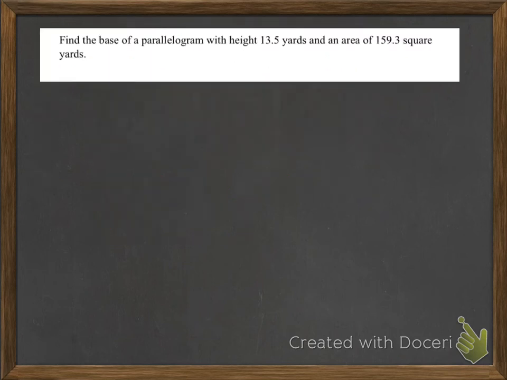All right, so now you can see it says find the base of a parallelogram with a height of 13.5 yards and an area of 159.3 square yards. So now you want to, again, I know at the beginning of the video I said the same thing, but there's only a special formula for finding the height of a trapezoid. So for all of these other ones, you're going to use the basic formula. So let's go ahead and start that now. Area equals base times height. So that's the formula for area of a parallelogram.